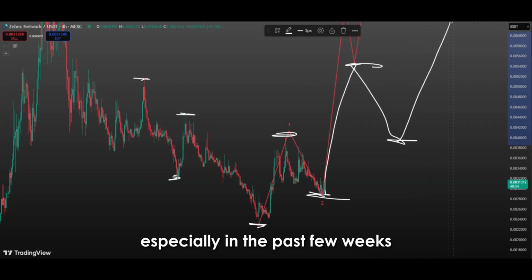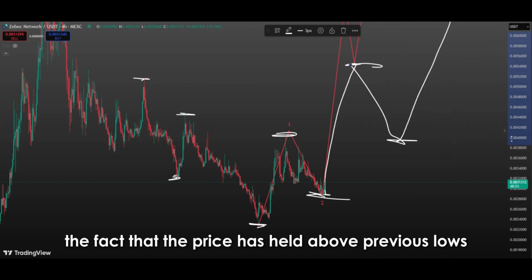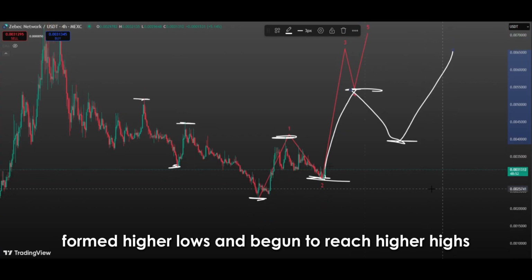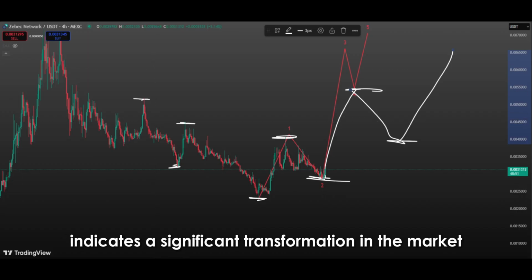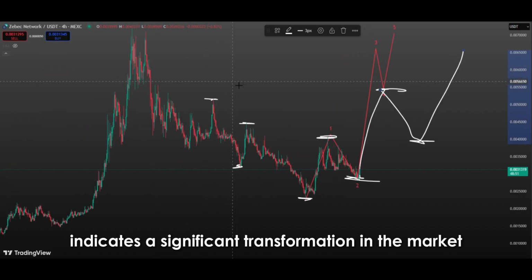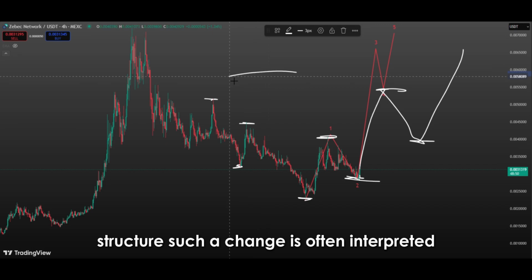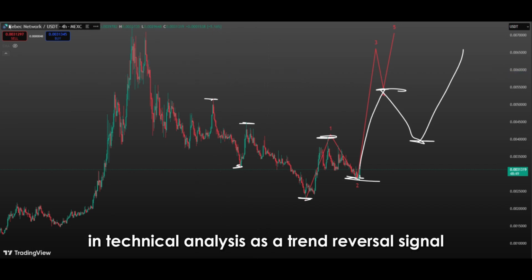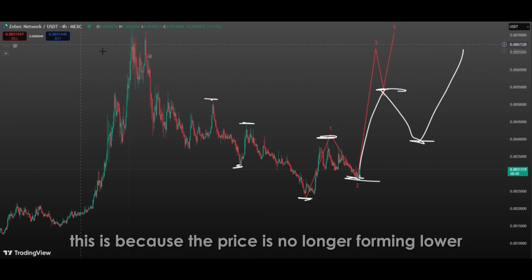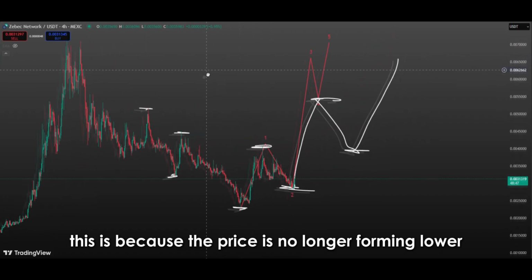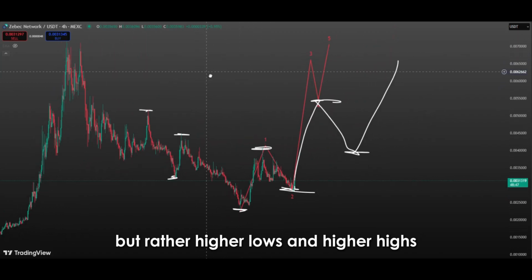Especially in the past few weeks, the fact that the price has held above previous lows, formed higher lows, and begun to reach higher highs indicates a significant transformation in the market structure. Such a change is often interpreted in technical analysis as a trend reversal signal. This is because the price is no longer forming lower, but rather higher lows and higher highs.